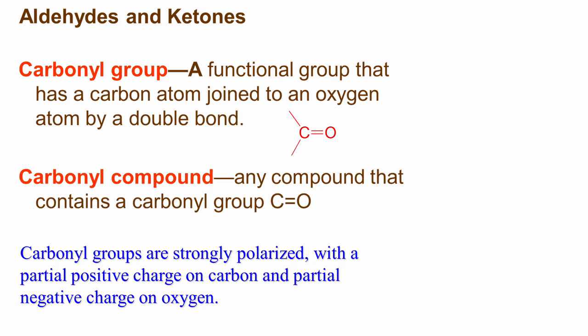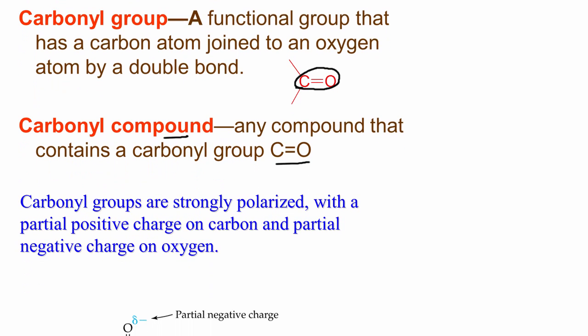Hi, here we're going to talk about aldehydes and ketones. In the last chapter, we talked about the carbonyl group. And remember, the carbonyl group is this carbon that is bonded to the oxygen. So it's a carbon-oxygen double bond. A carbonyl compound is any compound that contains a carbonyl group.